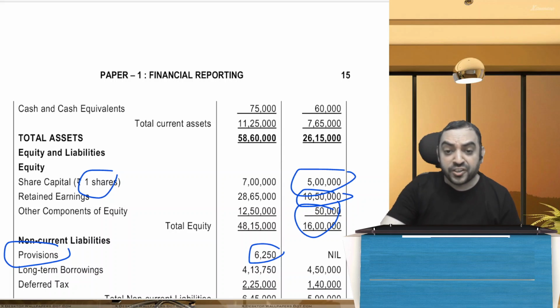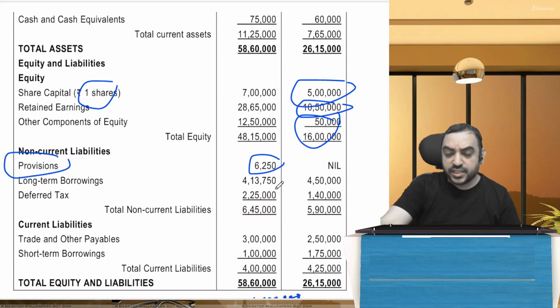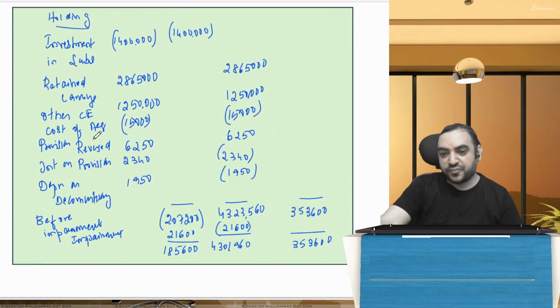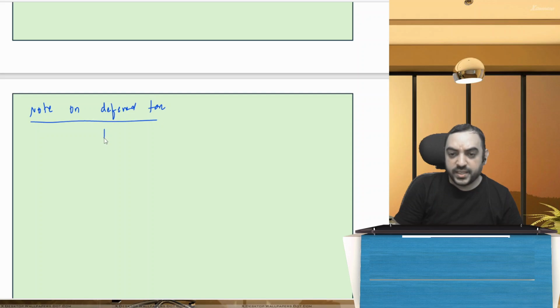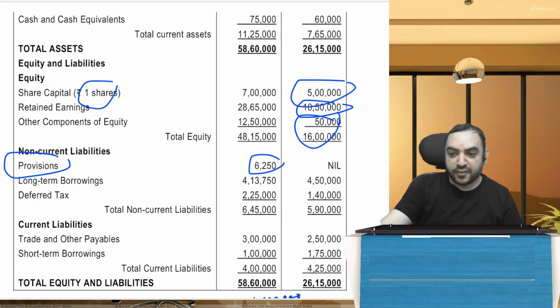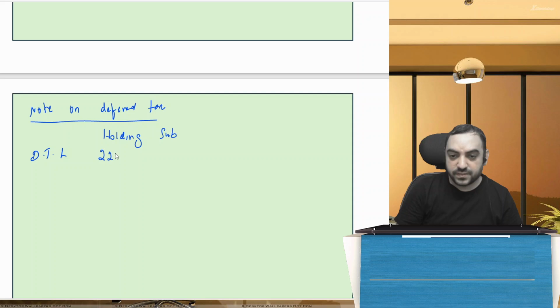Okay. Coming to deferred tax, what we have in the balance sheet, maybe I'll do a small note because quite a few things were there. So I'll just do a note on deferred tax calculation here. Note on deferred tax. So holding, subsidiary, deferred tax liability. From the holding company, we have 2 lakh 25 and 1 lakh 40.